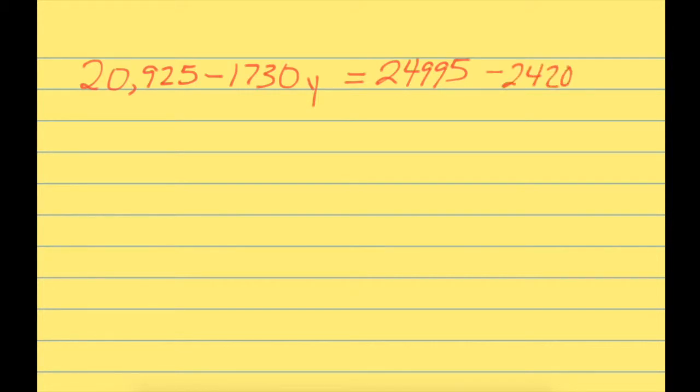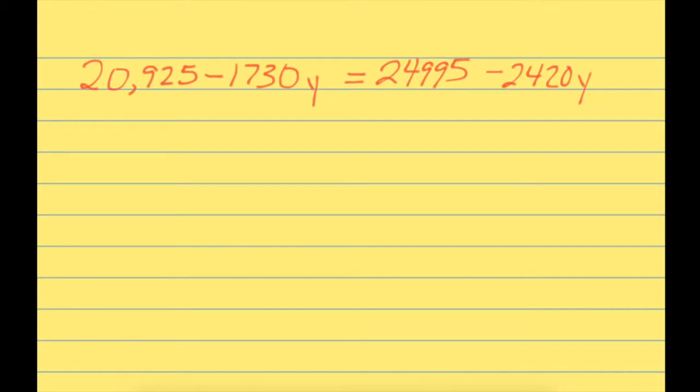Now, with cars, I could buy an Accord with an upfront cost of $20,925, but it's going to depreciate, or lose value, at $1,730 per year, as opposed to a Passat, which starts at $24,995 but loses value at $2,420 per year. So we see here that the Passat is worth more to begin with, but it's losing value faster. So we want to find when they will be worth the same.